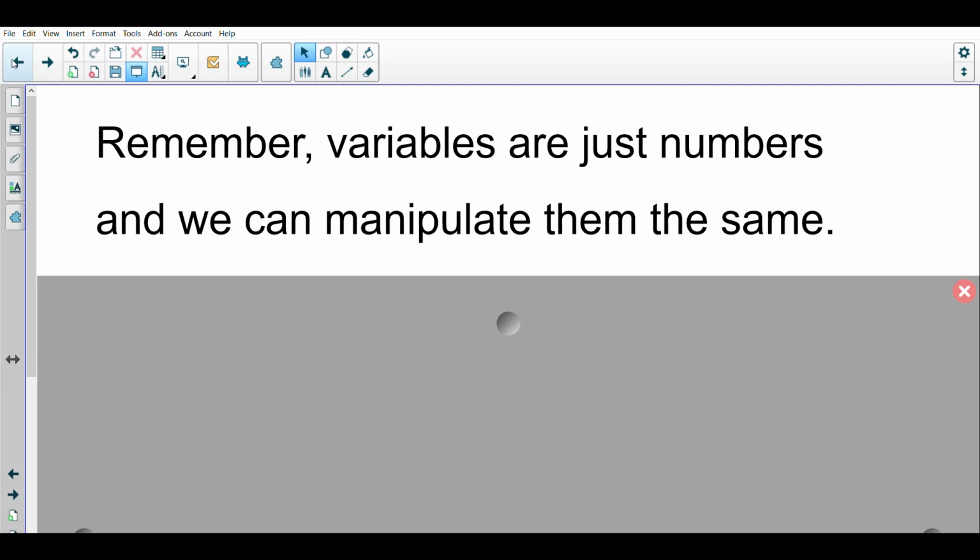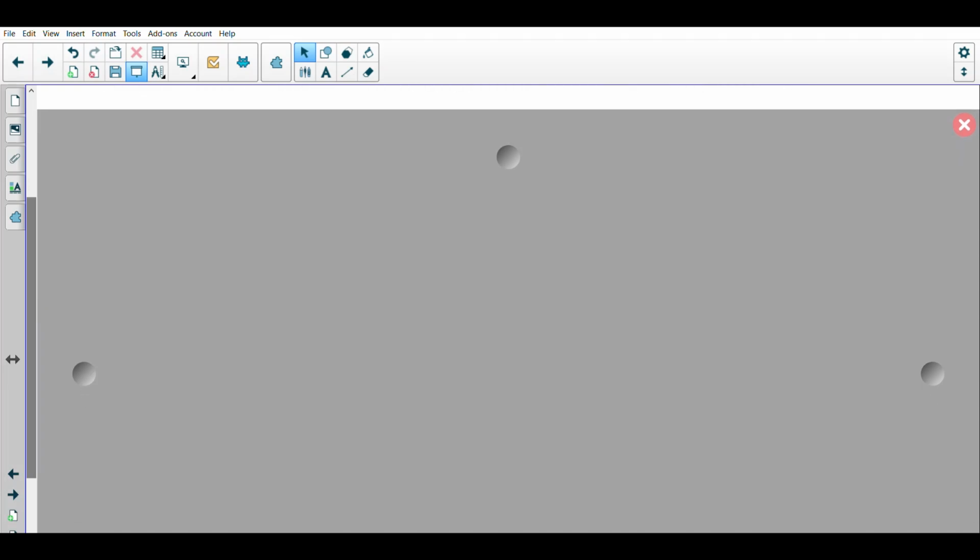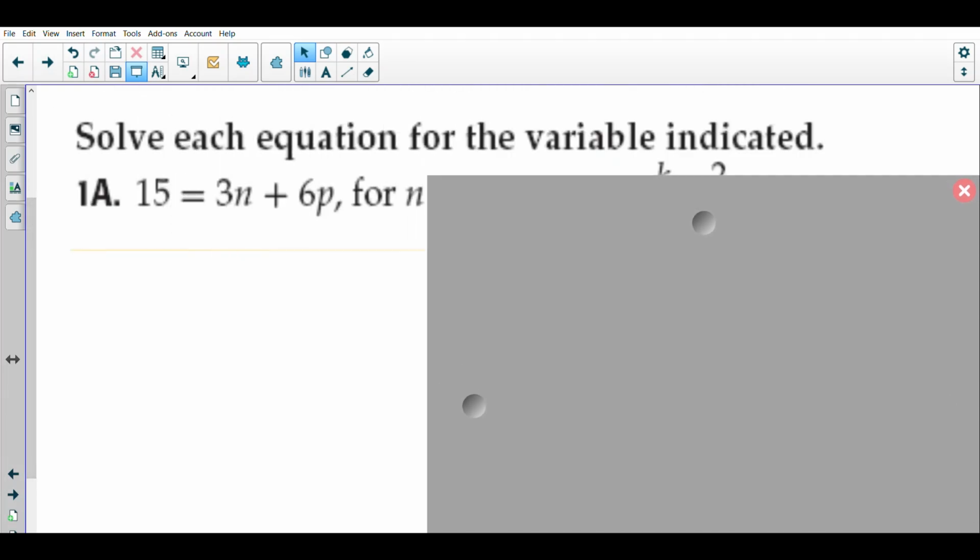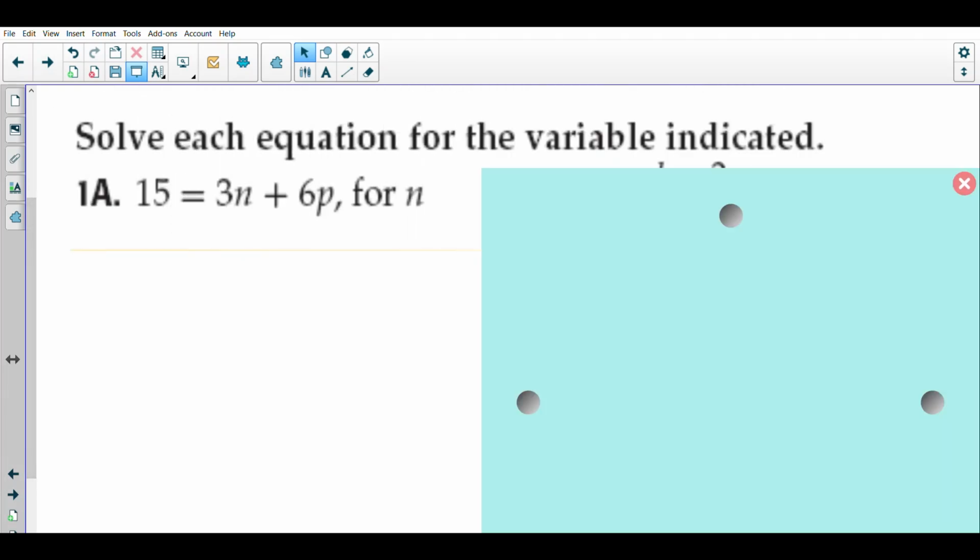Variables are just numbers, and we can manipulate them the same. We can add them to both sides. We can subtract them. We can divide by them. We can multiply them. So we're going to look at some examples of how that works. Solve each equation for the variable indicated.